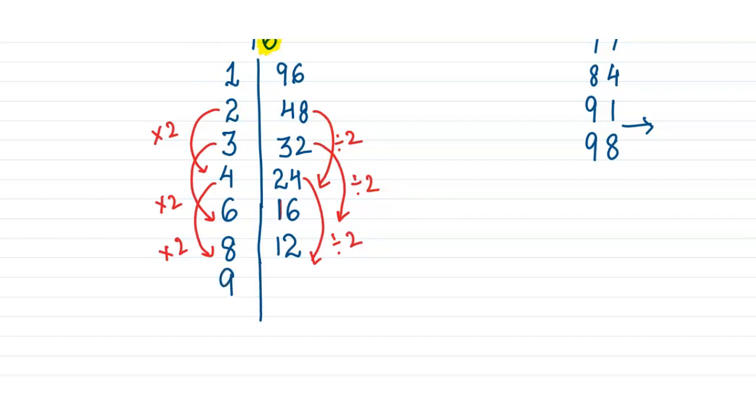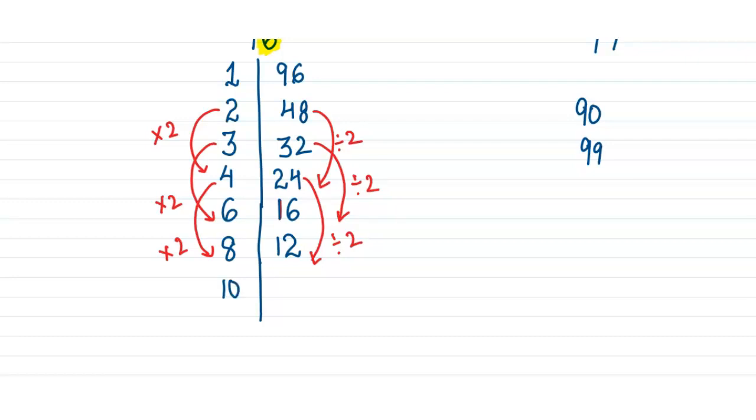Now, I am again going to look at the multiples of the number 9. So, let's look at the multiples. I start with 90 and the next is 99. That means 96 is not a multiple of 9, and 9 is not a factor of 96. Let's move on to the next number, that is the number 10.